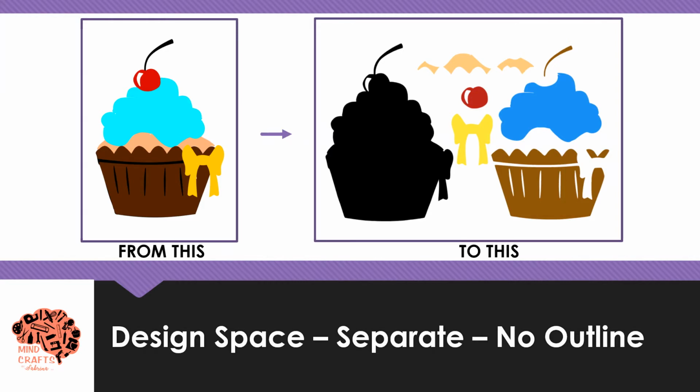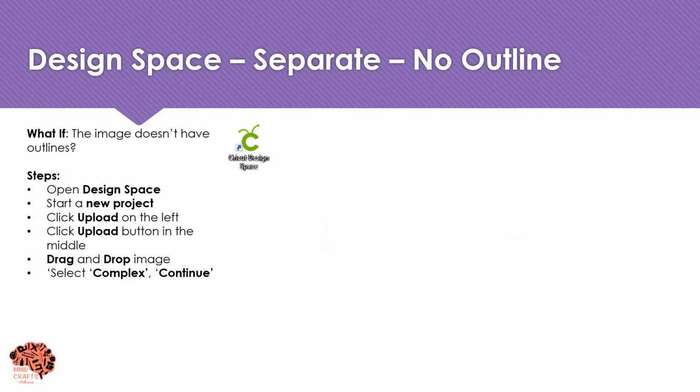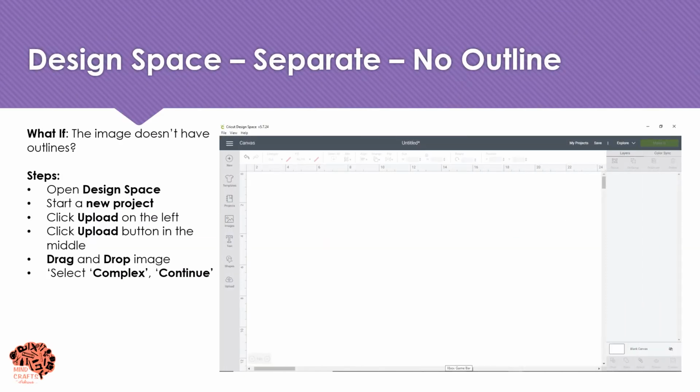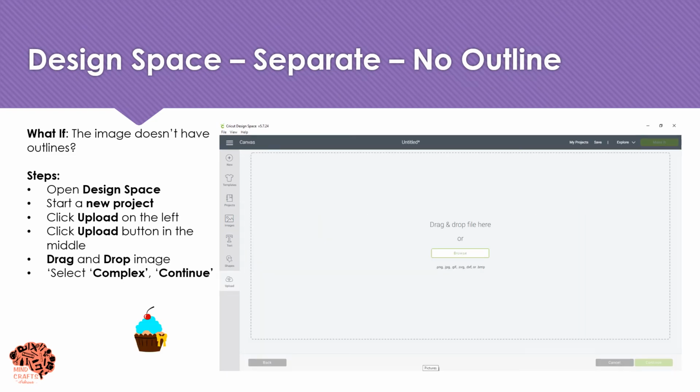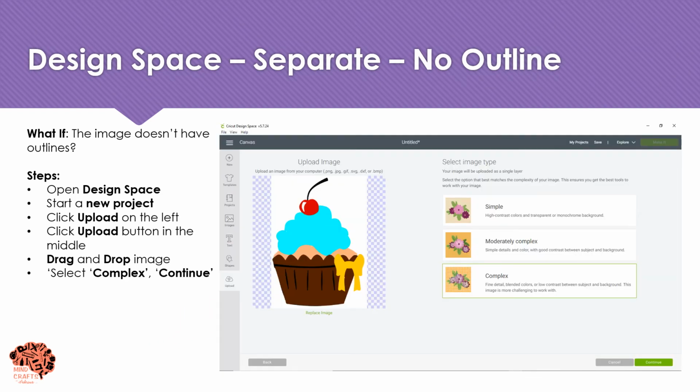Now in Design Space, we're going to do a separate file with an image that does not have an outline. We'll open up Design Space. We're going to start a new project and click on Upload, Upload again, and we're going to drag and drop that image. I'm going to select Complex once again and select Continue.